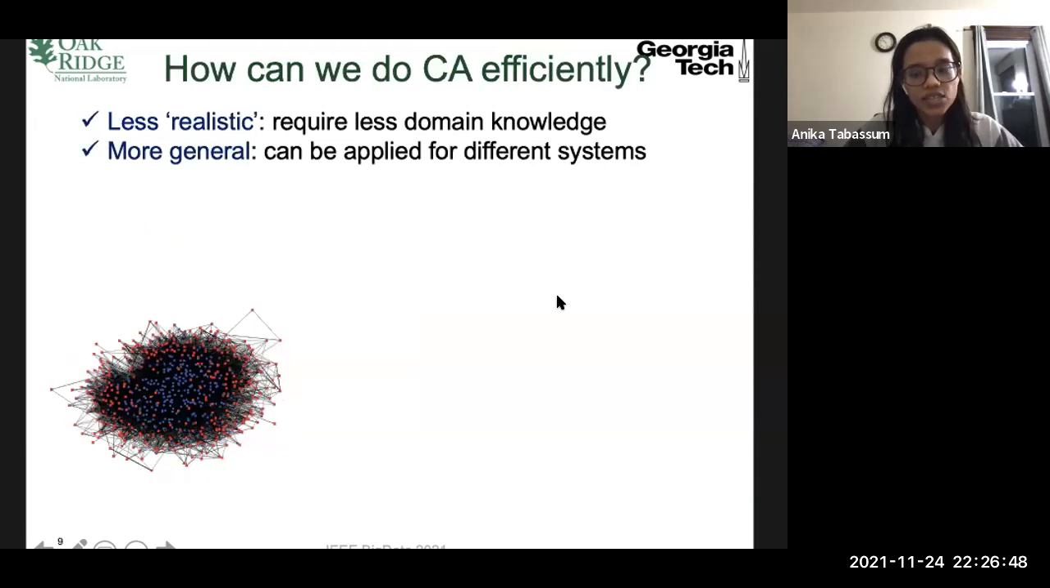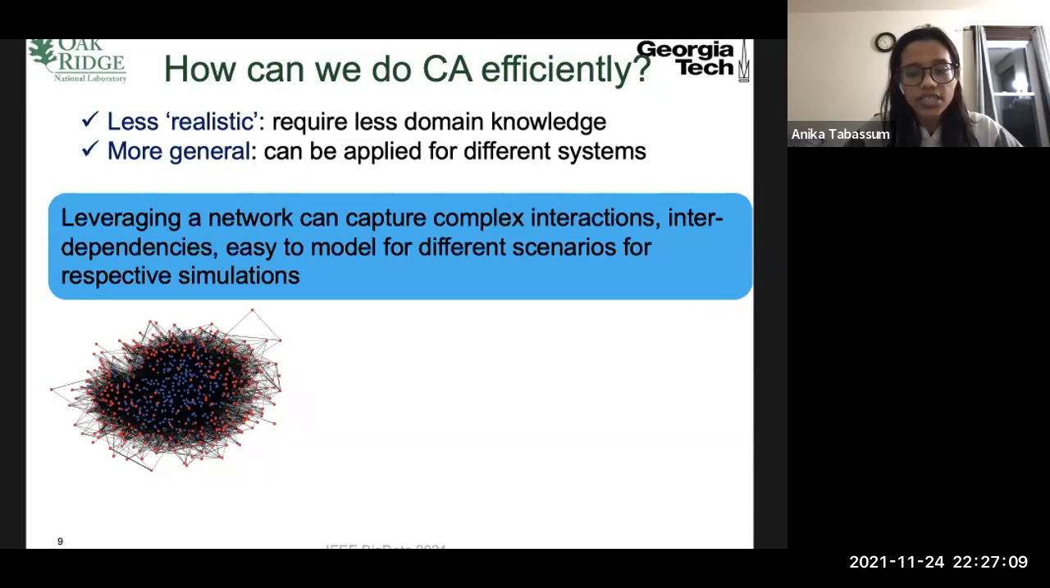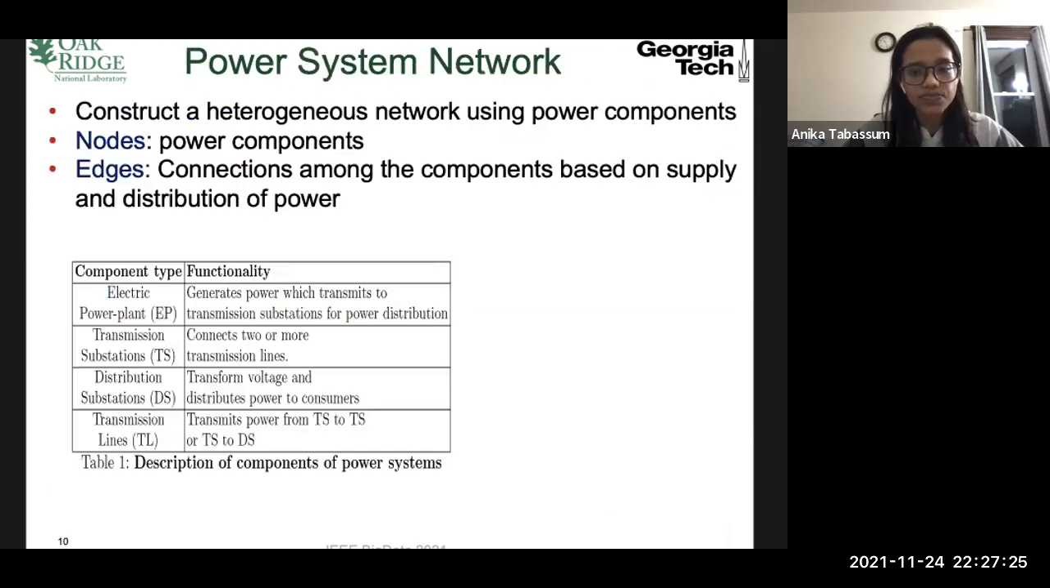Our main idea is to view the problem of finding triggers in a contingency analysis as a complementary pre-analysis model using networks. Network-based models are inexpensive, require less domain knowledge, and can be applied to different systems. Leveraging a network for contingency analysis can capture complex power system dynamics, interactions and interdependencies, and can also guide experts to adapt to multiple simulation scenarios.